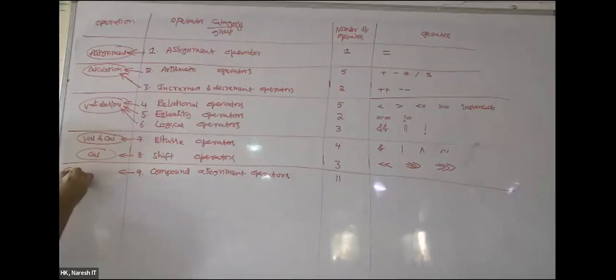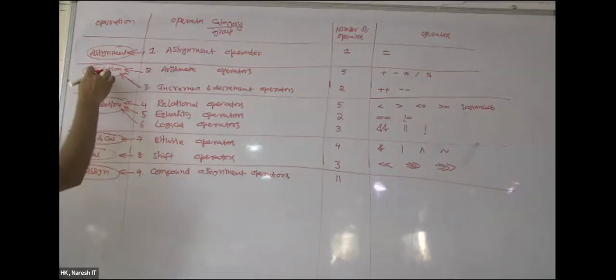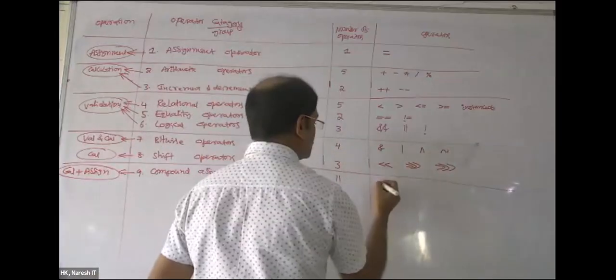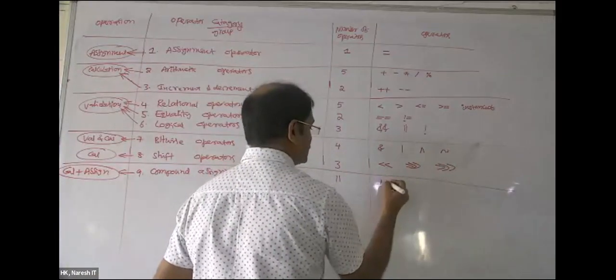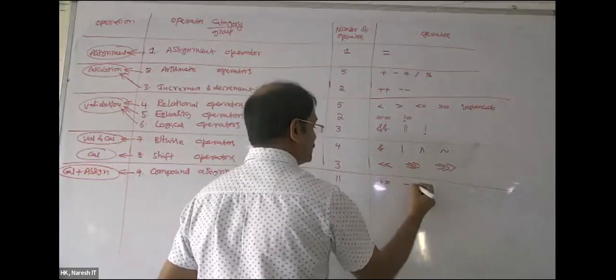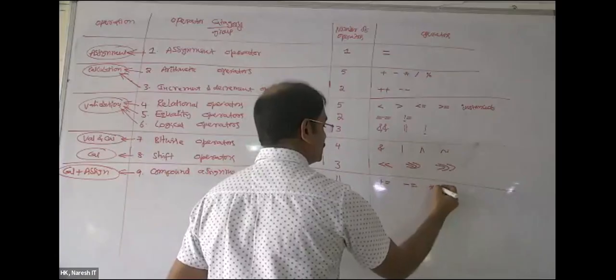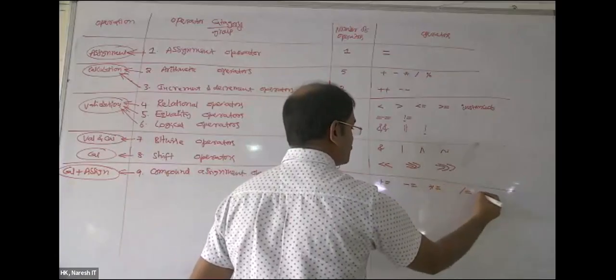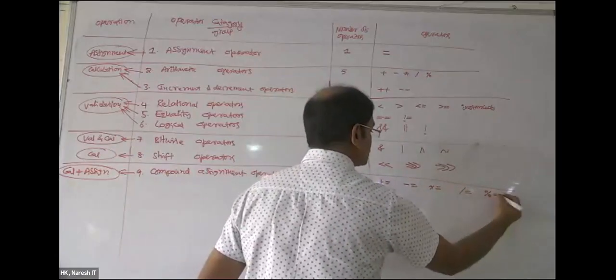So if you remember this, you can remember what operators will come. Calculation operators are out of that 1, 2, 3. Same thing we are writing 4. Here what you write? Plus equal to, minus equal to, into equal to, division equal to, modulo equal to.